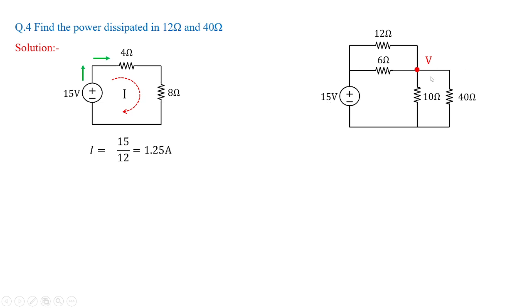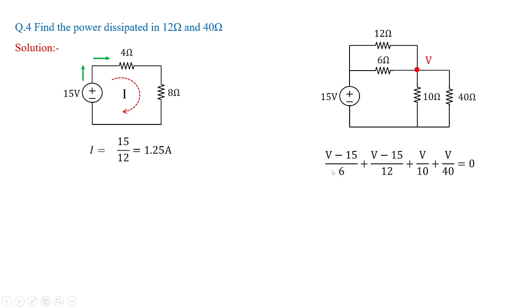So what I'm going to do, I'll take this node voltage as higher potential, and the branches which are connected to this node, that is 4 branches are connected, and a potential 15 volts is also connected, which is supplying this particular node through 12 ohm and 6 ohms. So let me apply KCL at this particular node V.